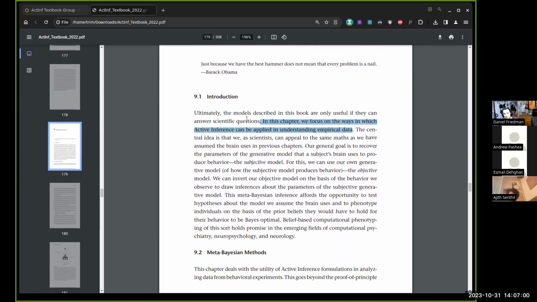And so in that way, it complements chapter 6, because here we're actually going to take that generative model and connect it with data. Our general goal is to recover the parameters of the generative model that a subject's brain uses to produce behavior, the subjective model. We'll see this graphically soon, but to be clear, to recover the parameters, a synonym would be to identify plausible parameters.